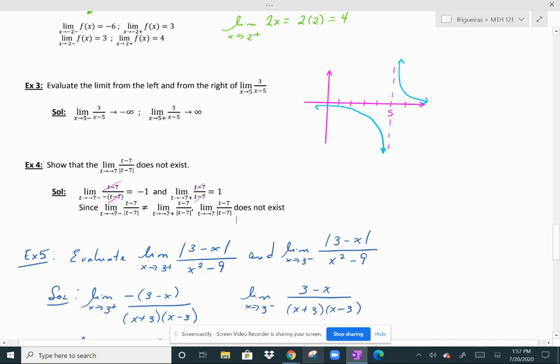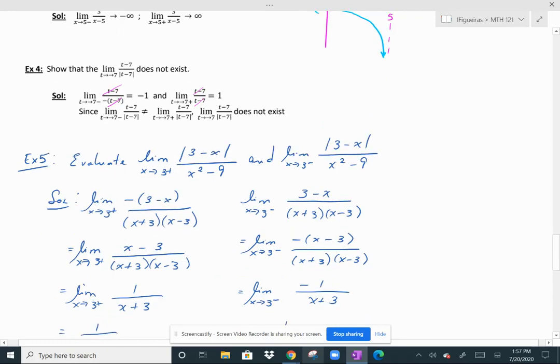Okay, here's another one with another absolute value. There's a little bit more to it. We're going to evaluate the right-hand limit and the left-hand limit of the absolute value of 3 minus x over x squared minus 9. Okay, so let's look at the right-hand one first. All right, so if I'm on the right side of 3, let's say like 3.1. If you were to plug in 3.1 in here, what's inside the absolute value? 3 minus 3.1 is negative. The absolute value changes it to positive.